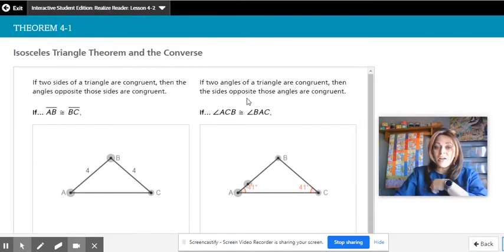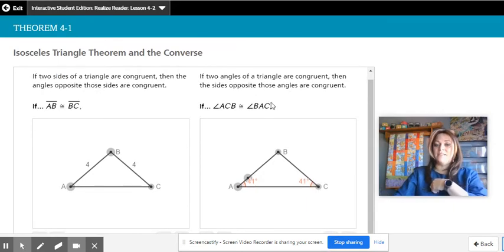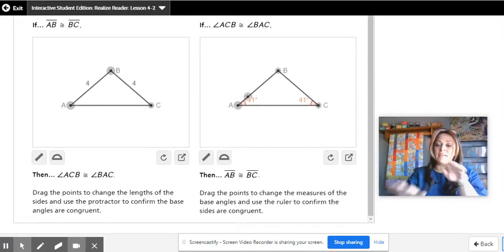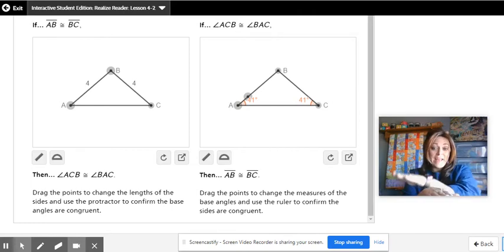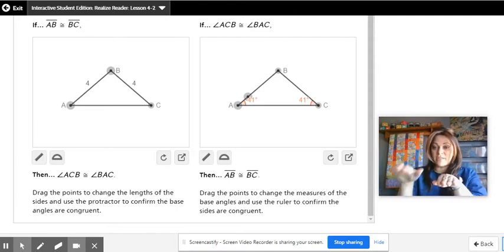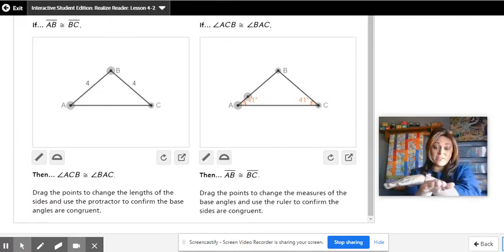But then the converse, which is this one, if the two angles are the same, then the side lengths will be the same. So isosceles triangle, if the two sides are congruent, makes it isosceles, then the two base angles. Converse, if there are two base angles that are congruent in a triangle, then it makes it isosceles, or makes those two sides congruent.